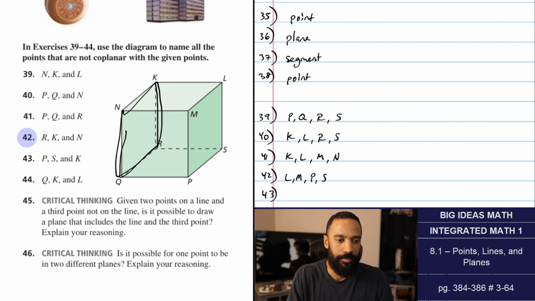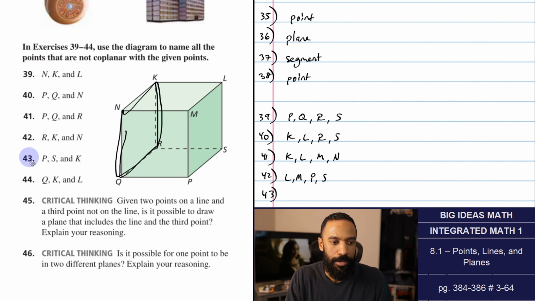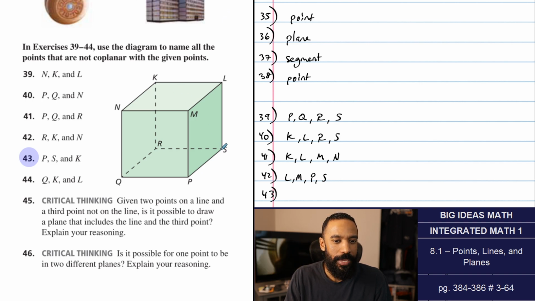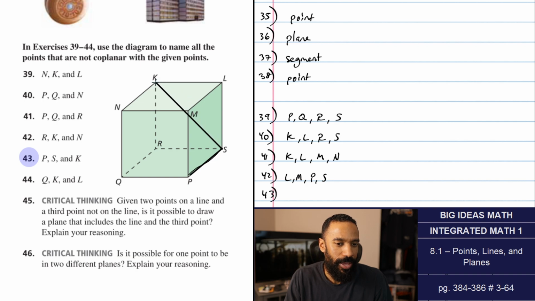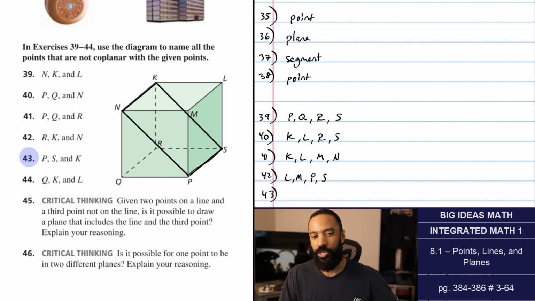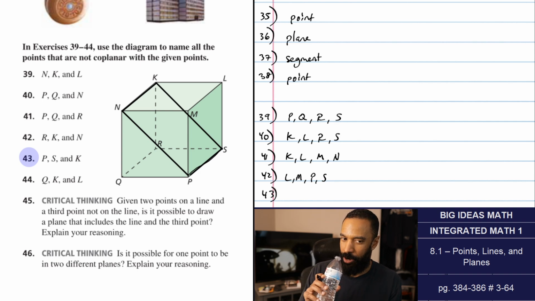Number 43. I like that the questions are pretty fast. P, S, and K. I guess use PSK. Oh, okay. You know what? This one's unique. P, S, and K, they didn't draw the plane. So I'm going to kind of draw it for you. P, S, and K, boom, it's this plane here, which for all accounts, I'm going to say that N is on that plane as well. Can you kind of see how that's working? So these are coplanar with each other. R is not on that plane. R is in the back corner.